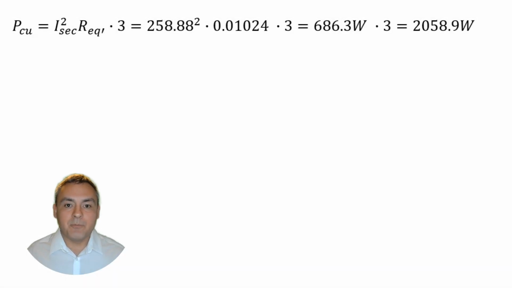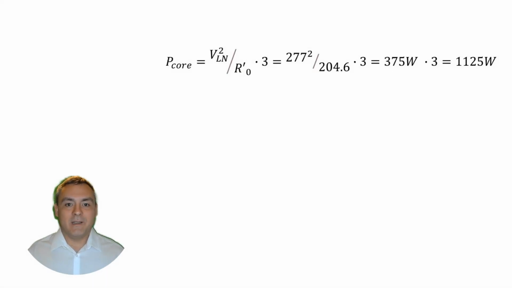The copper losses are also easy to calculate. It is the current squared multiplied by the Req prime resistance. This value is 686.3 watts. It is three-phase, so we multiply by 3 to get 2058.9 watts.